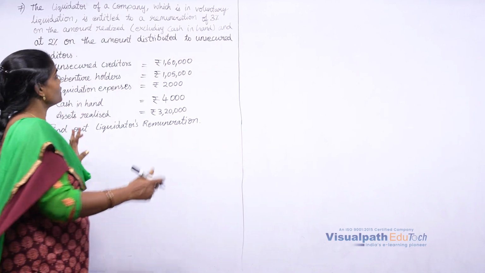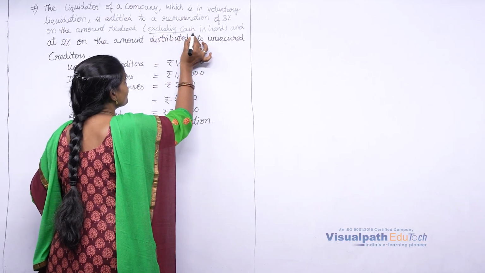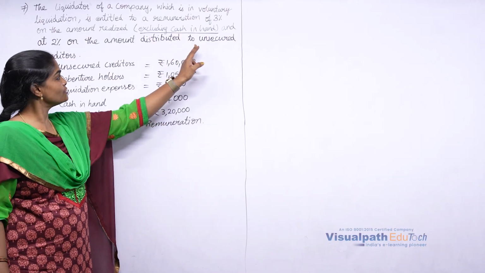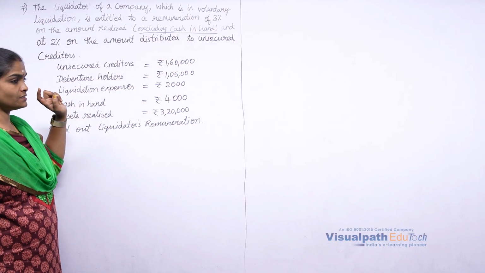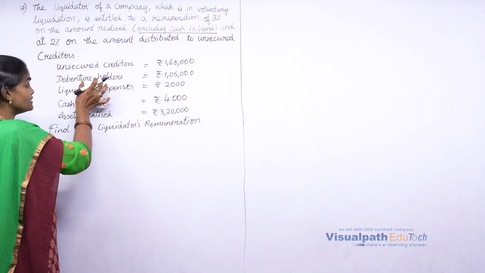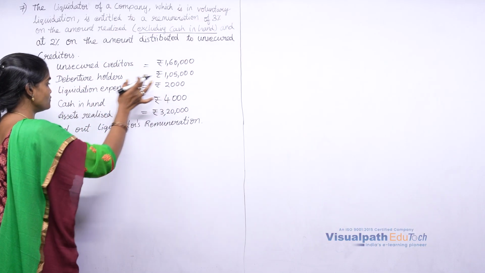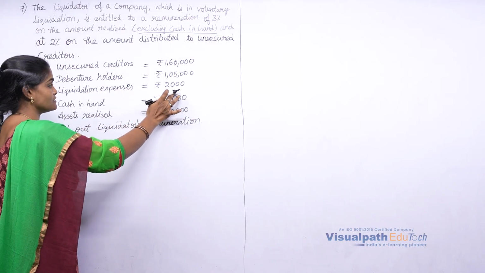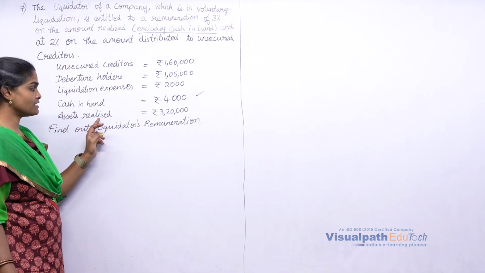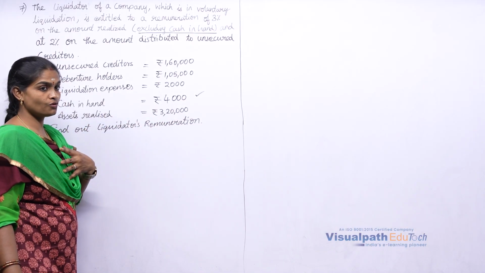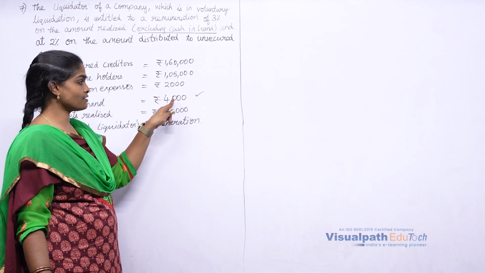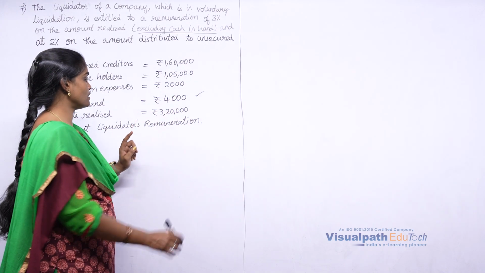The liquidator of a company which is in voluntary liquidation is entitled to a remuneration of 3% on the amount realized, excluding cash in hand, and 2% on the amount distributed to unsecured creditors. Now, what information is given? Unsecured creditors is 1,60,000. Debenture holders 1,05,000. Next, liquidation expenses is 2,000. Cash in hand is given separately, 4,000. Assets realized is 3,20,000. So total cash available with us is 3,20,000 plus 4,000, which is 3,24,000.